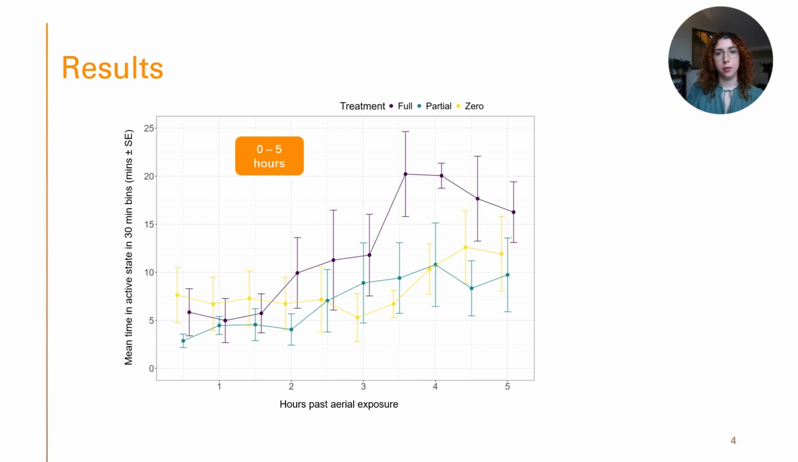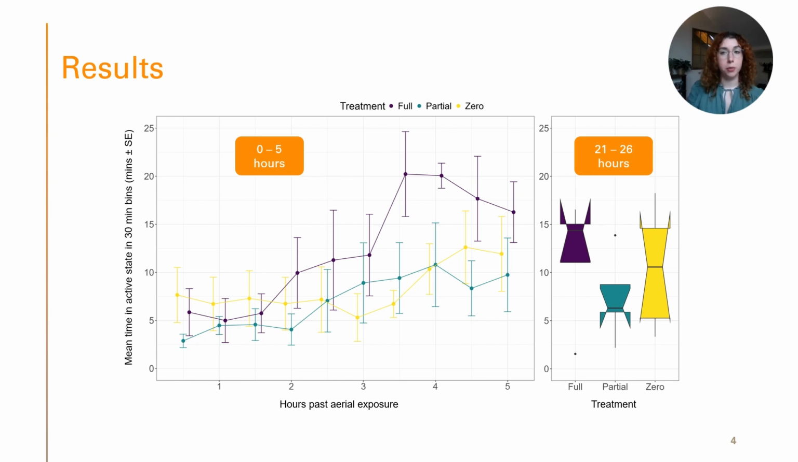Here is a time series point plot where the x-axis shows hours since the fish was exposed to air and the y-axis shows the mean time fish spent in an active state in 30-minute bins. The error bars represent the standard error within each treatment group. The colors represent 3 different treatment groups. Higher values show higher overall levels of activity.